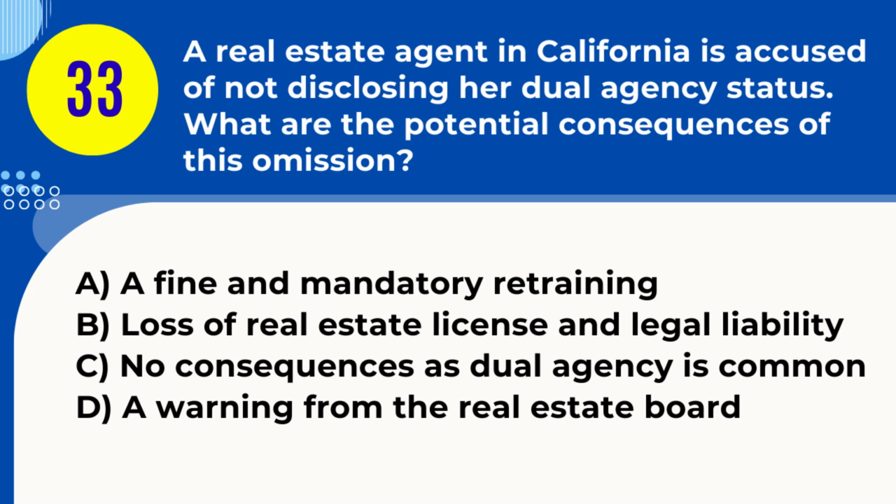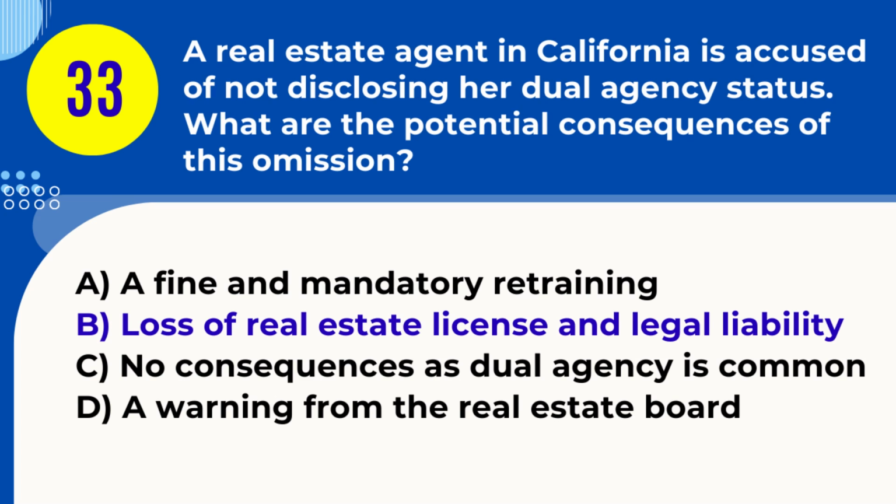Question 33. A real estate agent in California is accused of not disclosing her dual agency status. What are the potential consequences of this omission? A. A fine and mandatory retraining. B. Loss of real estate license and legal liability. C. No consequences as dual agency is common. D. A warning from the real estate board.